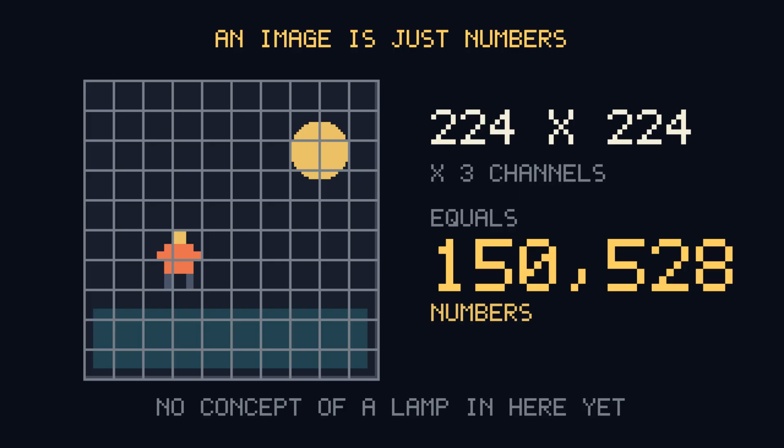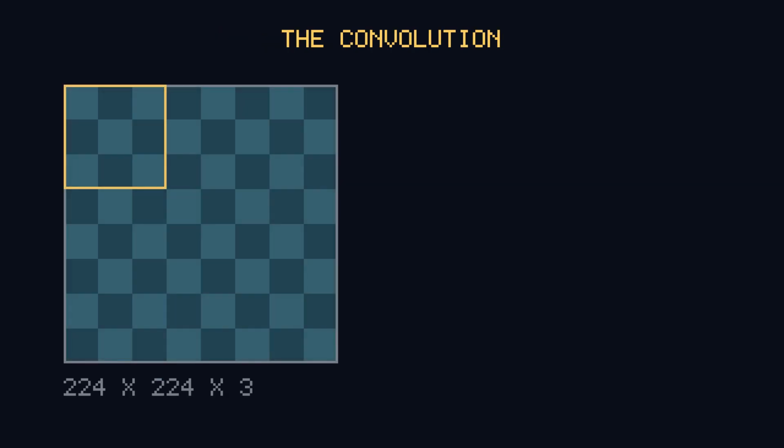Let's start with an image that is 224 pixels by 224 pixels, 3 color channels for red, green, and blue. That's 150,528 numbers, and those numbers are all the network ever sees. There's no concept of a lamp, dog, or anything here yet.